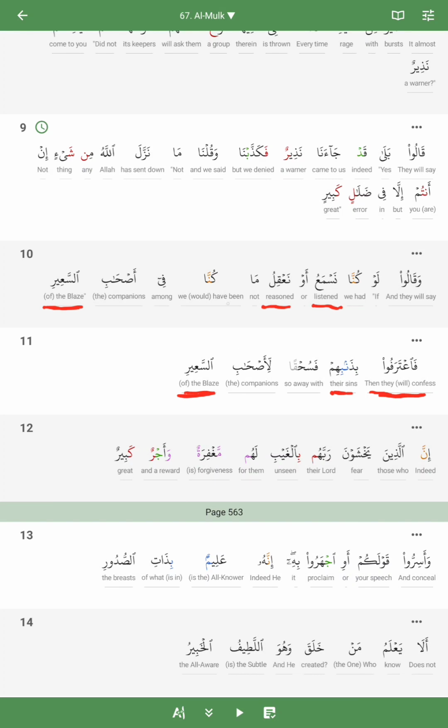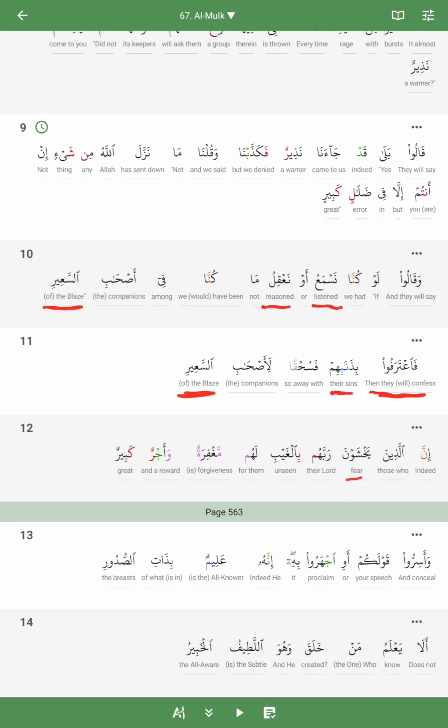Now, all this scary part is finished, and now we're coming to a happy part. What will happen to the other kind of people? These are the bad people who did not believe in their Rabb. Now, the people who did believe in their Rabb, what will happen to them? إِنَّ الَّذِينَ يَخْشَوْنَ رَبَّهُم. What did they have to do for Allah to be happy with them? They had to fear their Rabb.